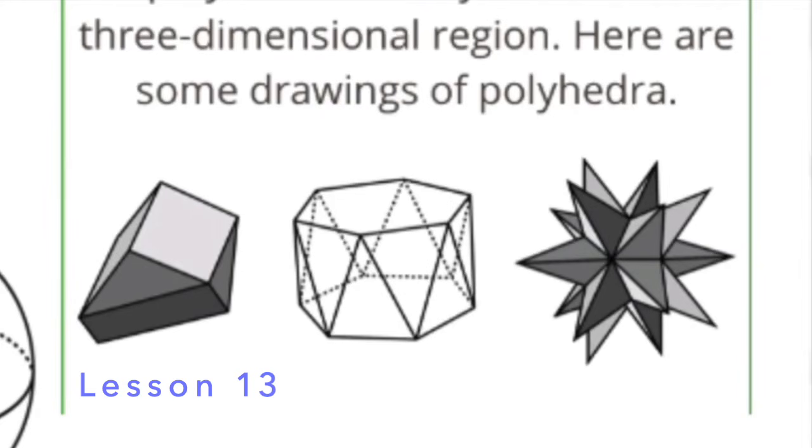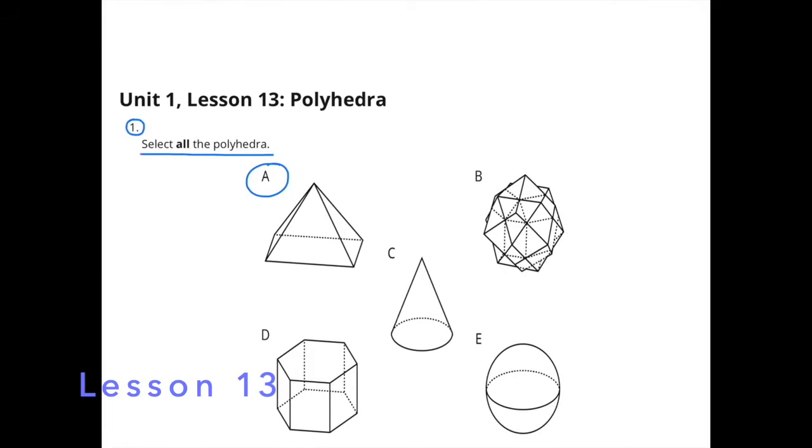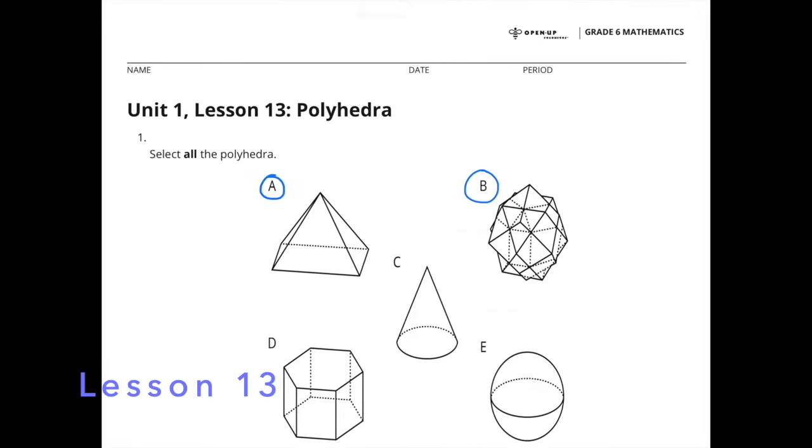Here are 3 examples of polyhedra. Figure A is a polyhedron. Figure B is a polyhedron, and figure D is a polyhedron. The other two figures are not polyhedrons.